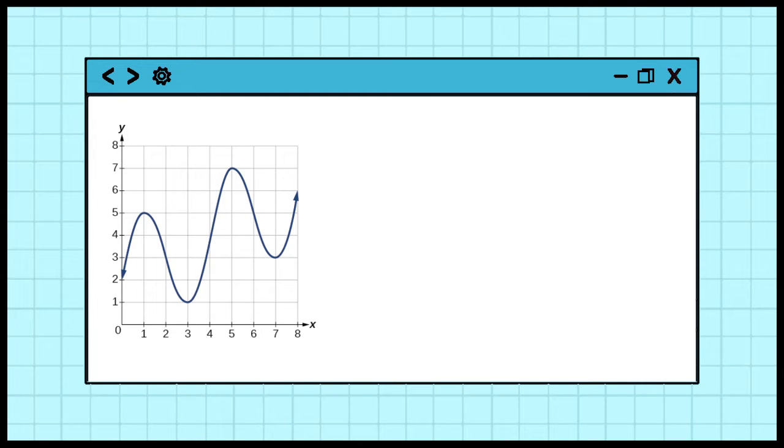In this video, we're going to talk about how to find the average rate of change over an interval. Imagine that you are given a graph that looks like this, and you are asked to find the average rate of change, or sometimes you'll see it written as AROC, from, let's say, 3 to 5.